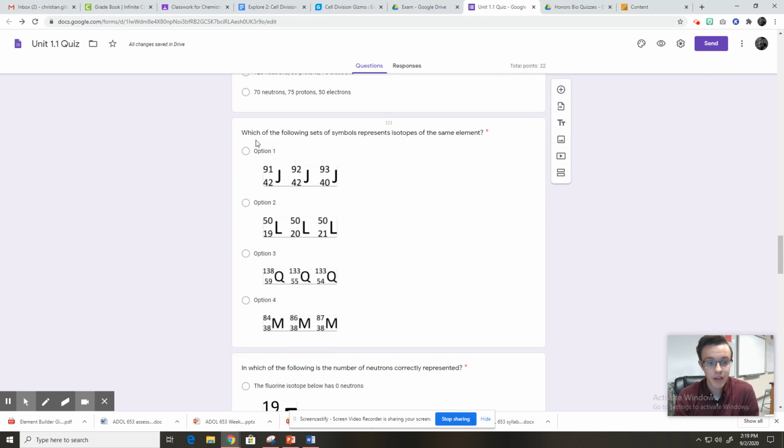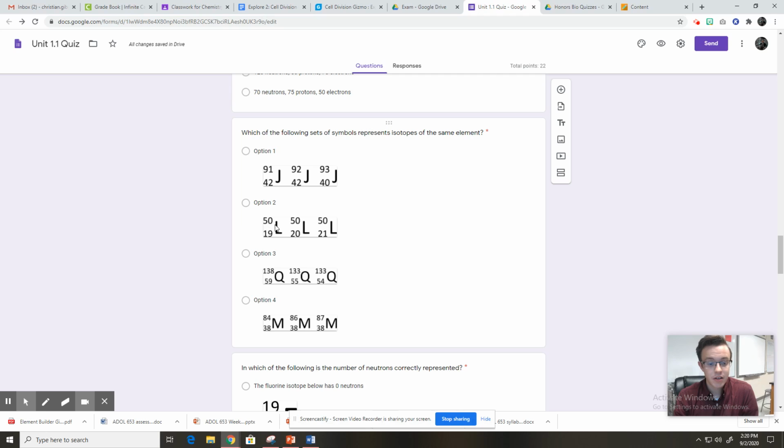Next question. Which of the following sets of symbols represents isotopes of the same element? In this top option here, we have 3 isotope notations. The first one has a mass number of 91 and atomic number of 42. The second one has a mass number of 92 and an atomic number of 42. The third one has a mass number of 93 and atomic number of 40.